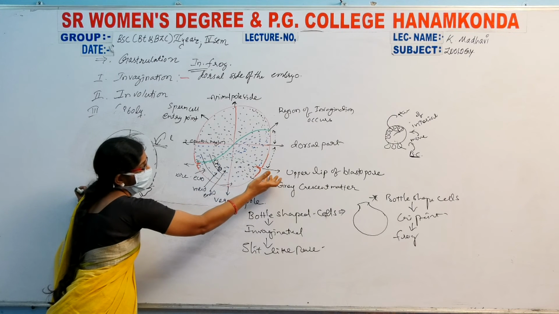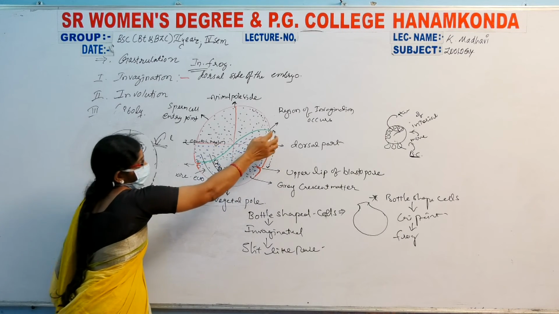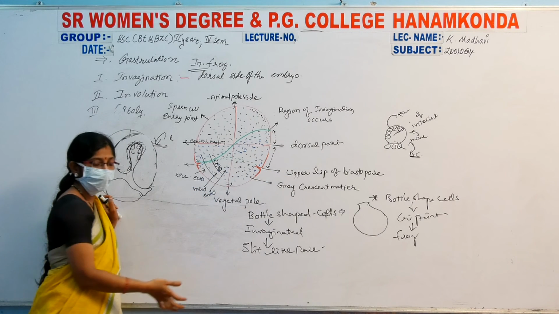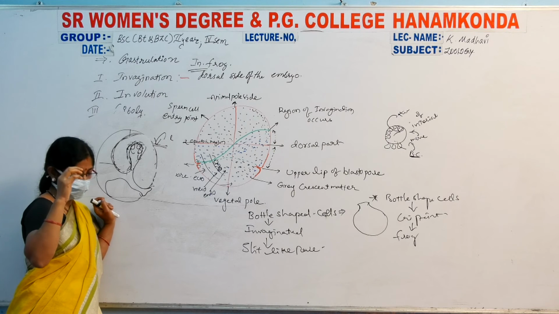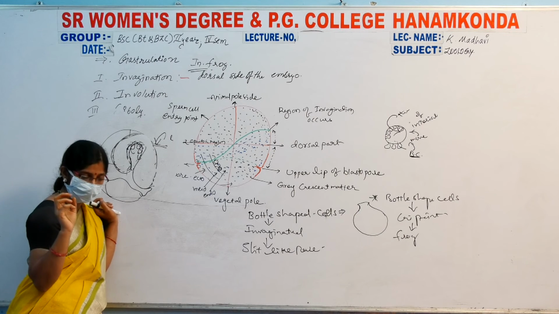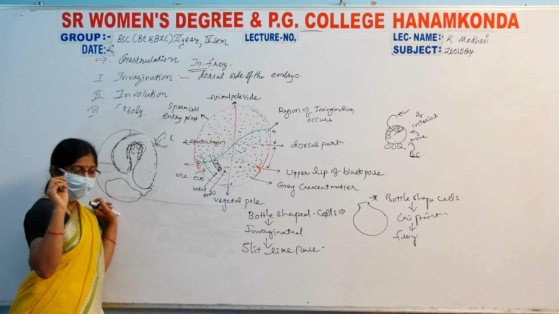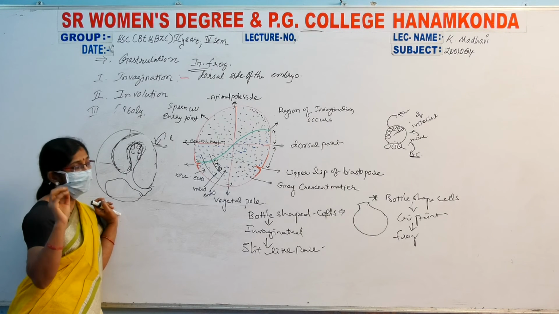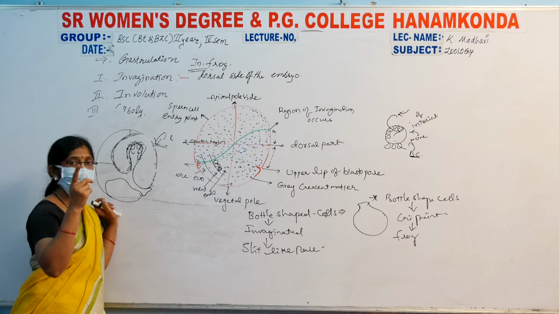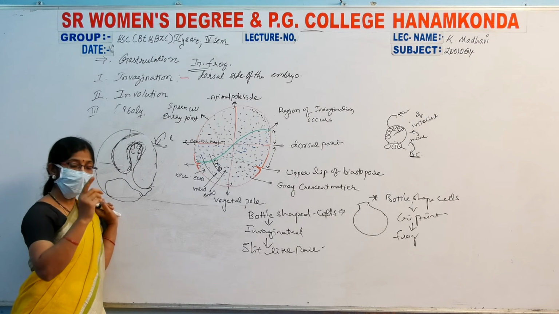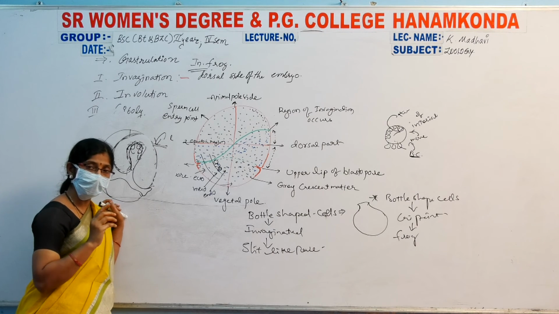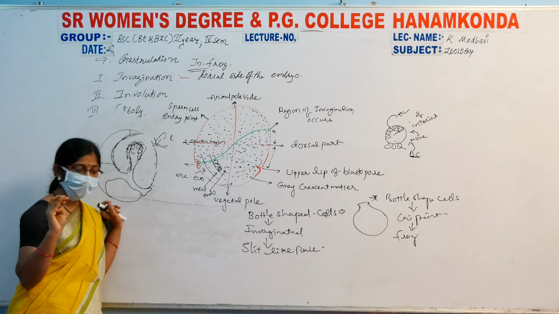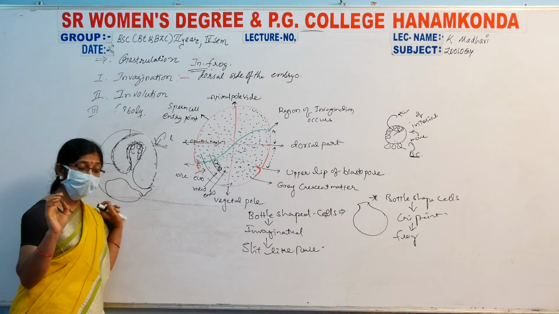Dorsal part or dorsal lip of the blastopore. This is the region. And next, the upper lip of the blastopore is formed here, and the remaining curved fold here is known as the dorsal lip of the blastopore. The first cells that go through the invagination process help in the formation of the dorsal lip. The first cells from the dorsal lip are endodermal cells.